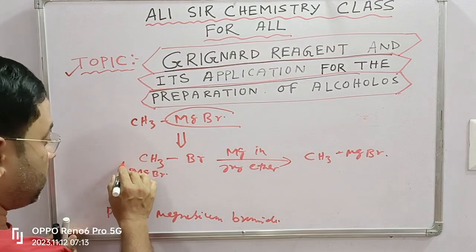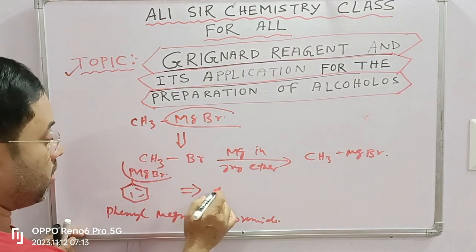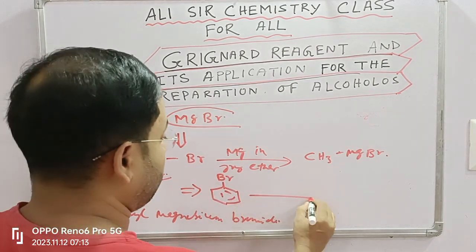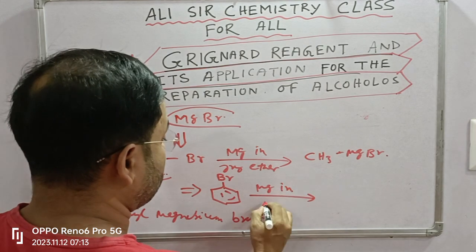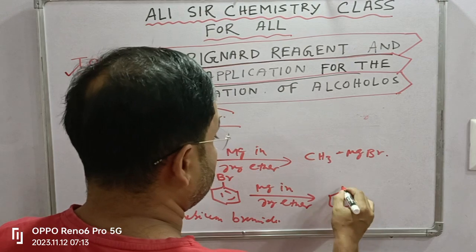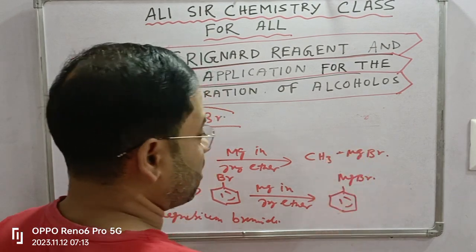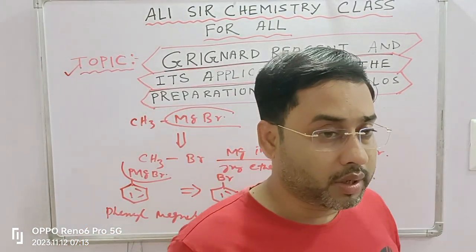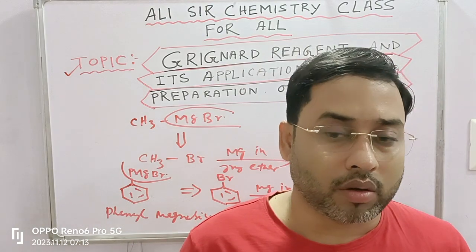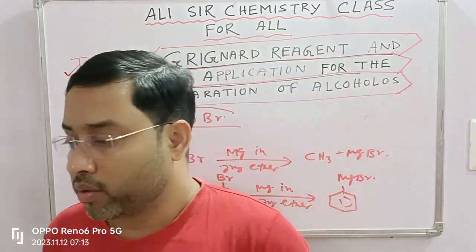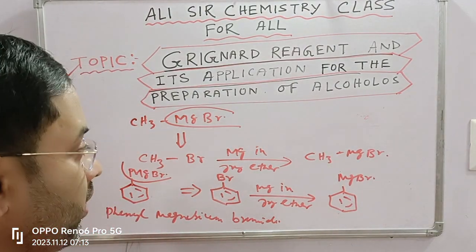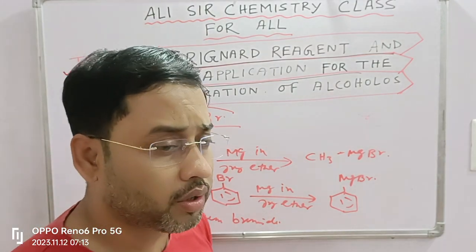We have to start, just cut it from here. We have to start from bromobenzene and add magnesium in dry ether. We will get phenyl magnesium bromide, MgBr. So the starting material for the preparation of Grignard reagent is the corresponding alkyl halide, and the alkyl halide is also prepared from alcohol. So this is a very simple way to prepare the Grignard reagent. So all of you can prepare any type of Grignard reagent for your purpose.